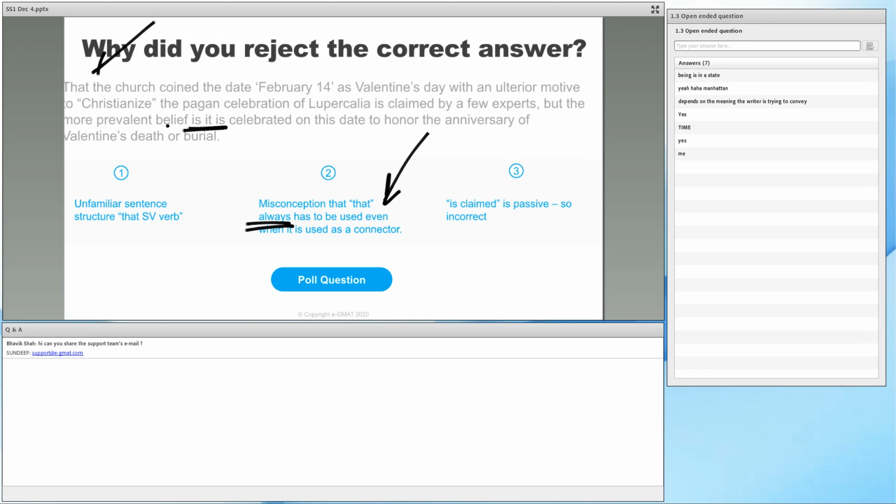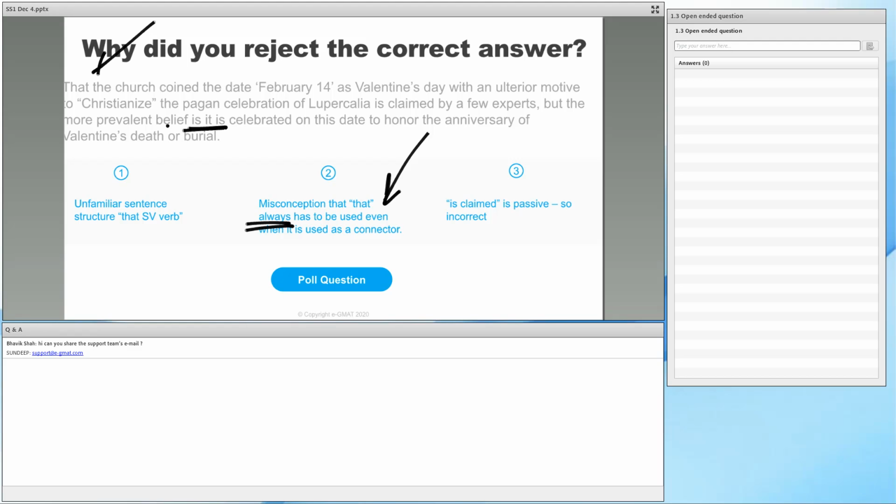Here are official questions where being is correct. Manhattan will not say that being is wrong. Remember this. They might say that there's a likelihood that it would be wrong. They will not say that it is wrong. Okay.